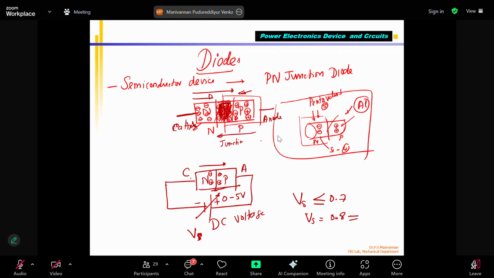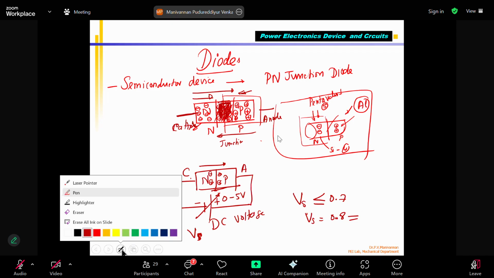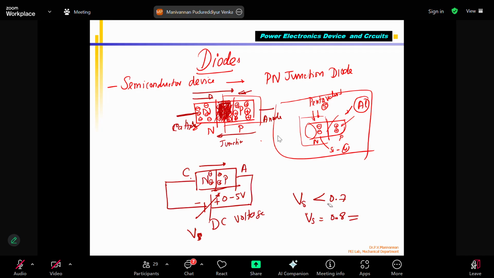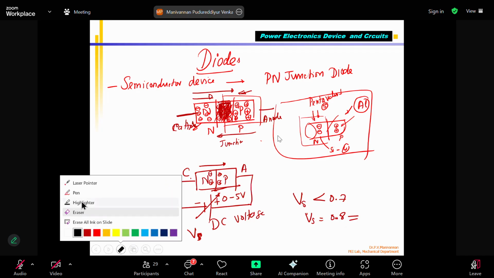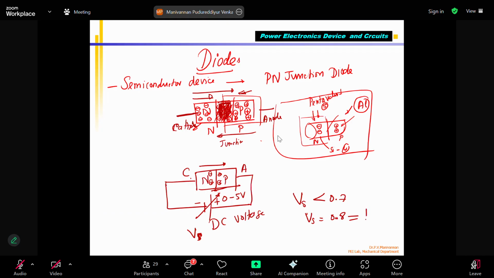When supply voltage is greater than or equal to 0.7, it conducts; if it is less than that, it won't conduct. It is called non-conducting. Already we know that. When the voltage is greater than this, we say the diode is conducting. That means the supply voltage should be greater than 0.8. As you increase this, once the diode starts conducting, there's a current going.